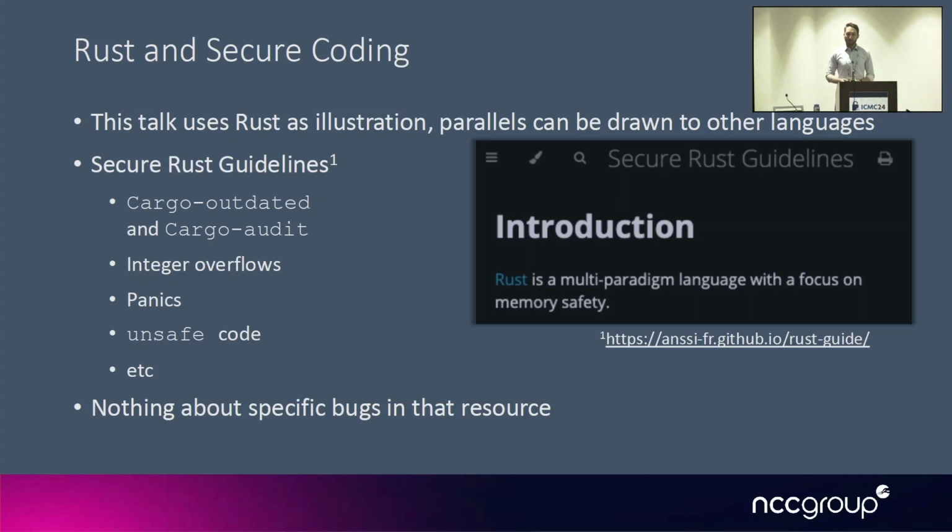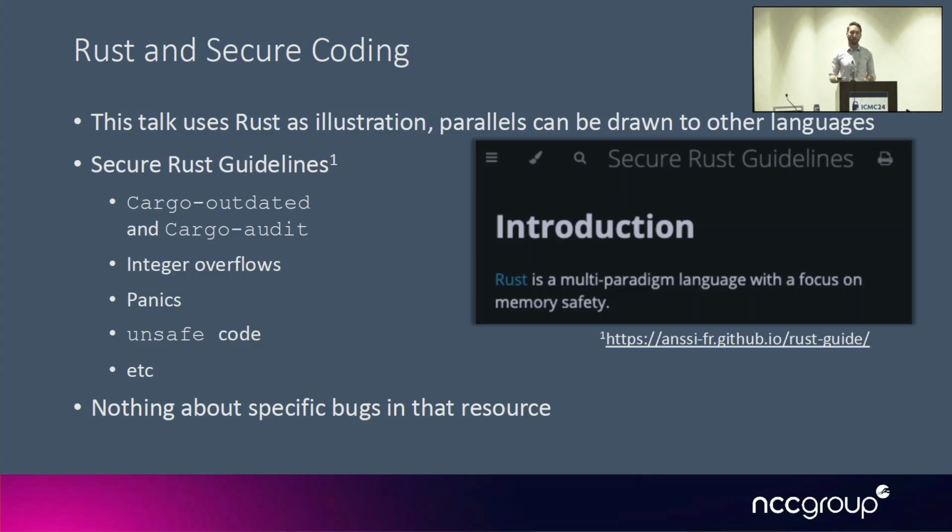When developing Rust code, there is a very interesting and important website. It is the Secure Rust Guidelines that I have linked here as well. That website lists a few things that should be performed to develop secure Rust. It talks about tools like cargo outdated and cargo audit, which are very important tools in the Rust ecosystem to deal with the dependencies.